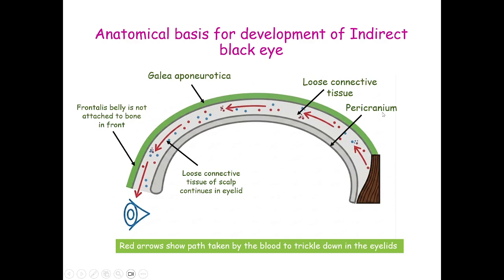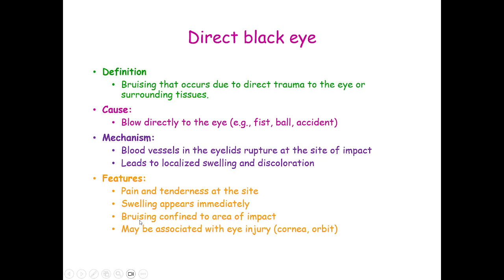The same is shown in this big diagram where you can see the loose connective tissue. Blood is collected in this tissue and it can't go laterally, it can't go behind, so blood is trickling down in front underneath the base of the frontalis so that it can enter into the loose connective tissue of the upper eyelid and after some time into the lower eyelid. Now that was the indirect black eye.